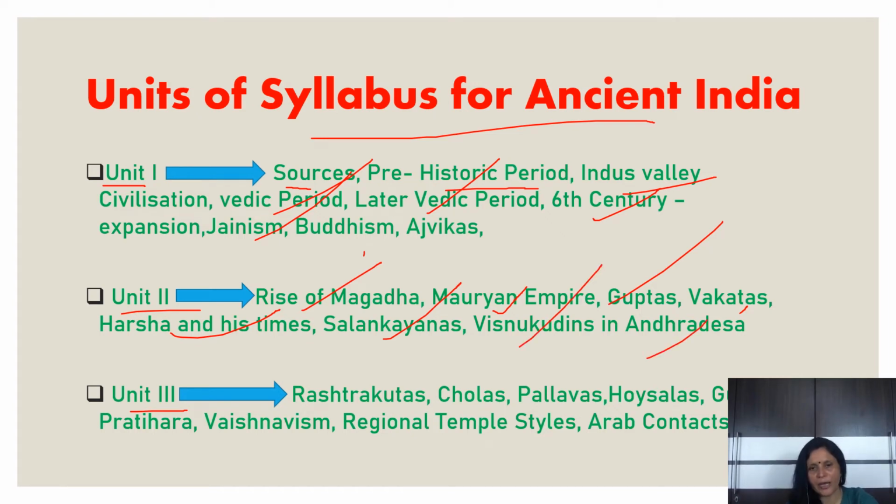In Unit 3, you will have to study Rashtrakutas, Cholas, Pallavas, Hoysalas, Pratiharas, Vaishnavism, the regional temple styles and the Arab contexts. Now if you see the syllabus of ancient Indian history, you will have to keep in mind each and every point mentioned in the syllabus, and accordingly prepare for the UGC NET examination. It is not only for the UGC NET; whichever exam you are preparing for, I suppose the syllabus is the Magna Carta for the preparation of any examination and also for achieving success.